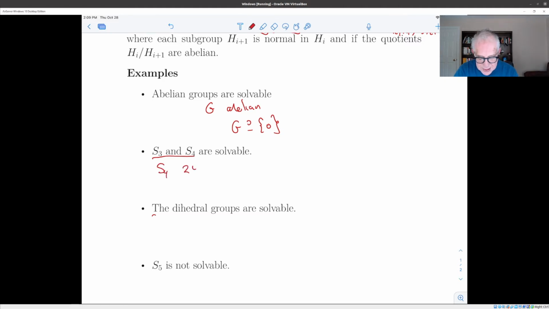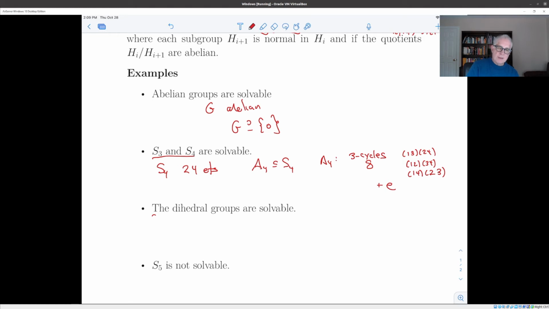S4 has 24 elements, and it has a subgroup A4 of index 2, which is normal, which has 12 elements, and it consists of all the even permutations. So what are the even permutations? Well, A4 consists of the 3 cycles. Any 3 cycle is an even permutation, and it consists of the products of transpositions. And there are actually 8 3 cycles. 3 of these makes 11, plus the identity element. Those are the 12 elements of A4.